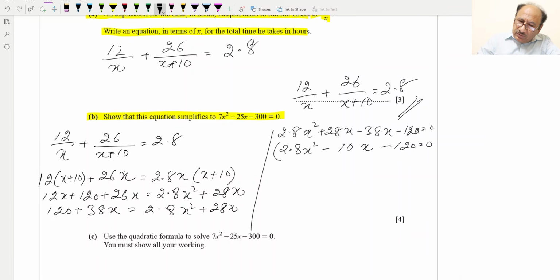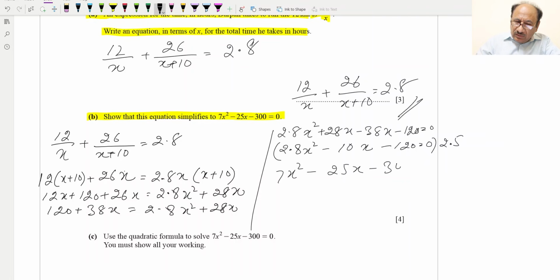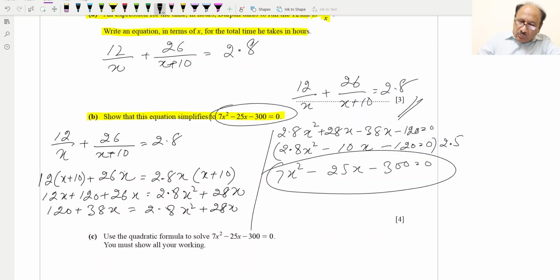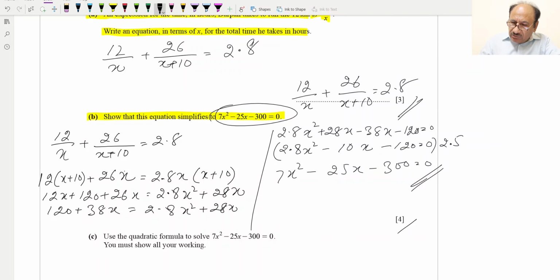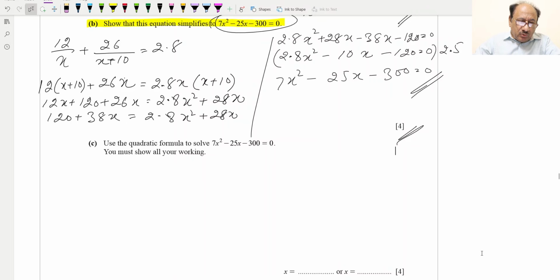So if we multiply this whole equation by 2.5, we will get basically 7 as the coefficient of x square. So we'll write 7x square minus 10 into 2.5 will be 25x, and minus 120 into 2.5 will be 300, equal to 0. If you check, this equation is the same as required. Hopefully you understood this. This was a 4 marks question, and it was straightforward. It is algebraic simplification you should know.